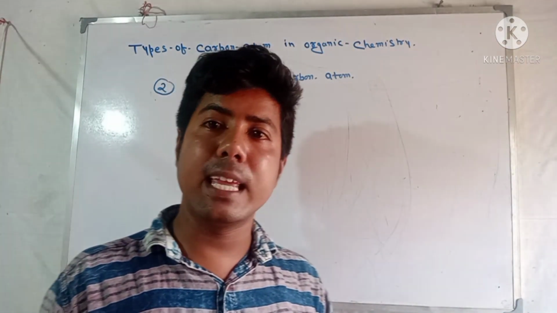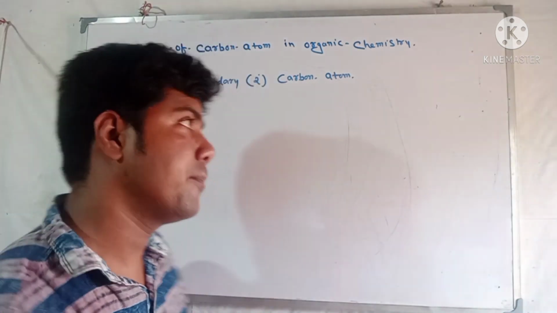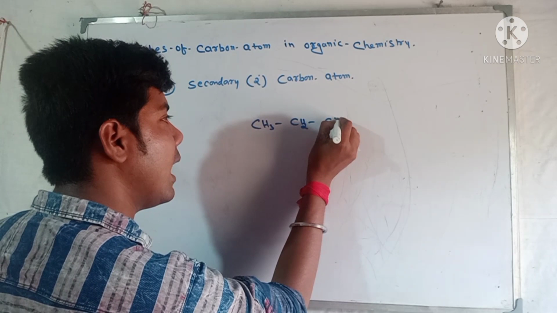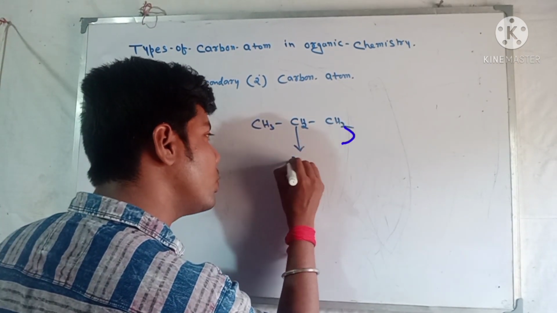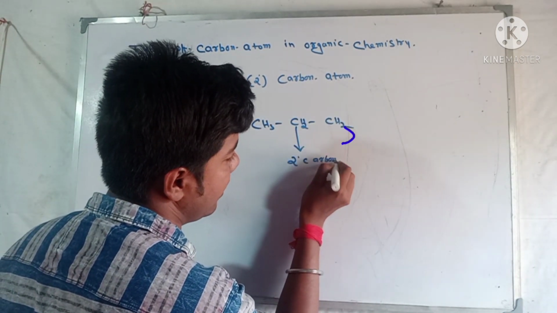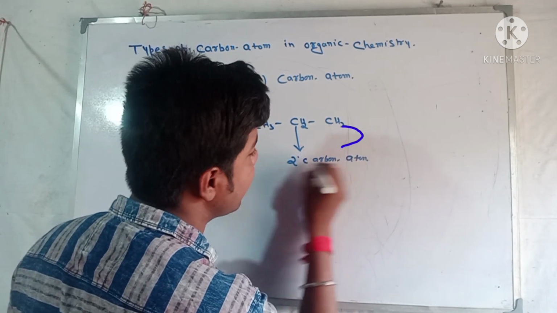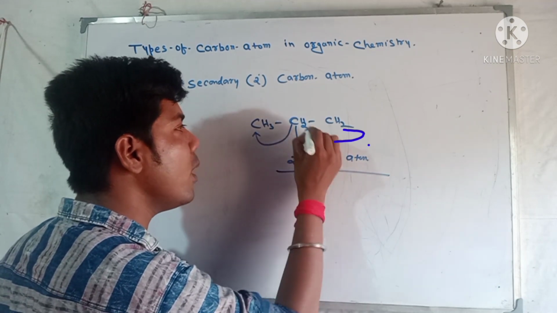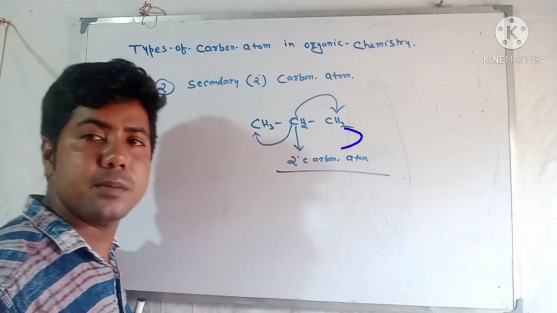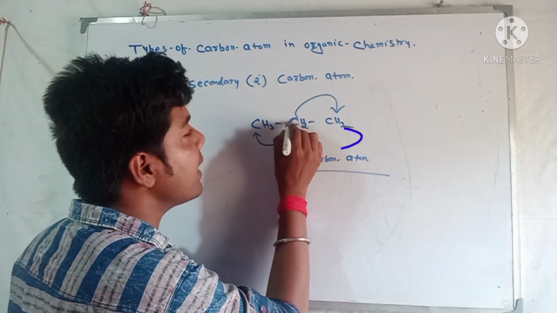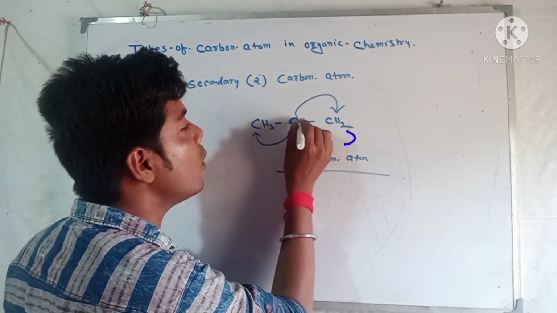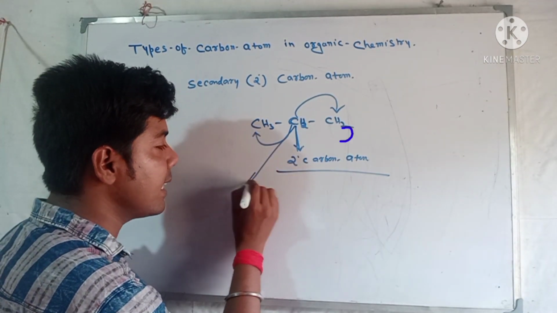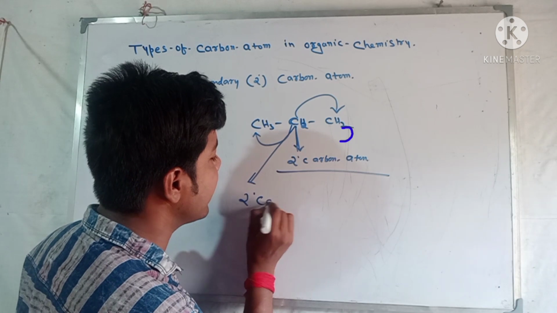Again I will give the same example, propane. This is a 2 degree carbon atom. Why? Because this carbon is attached with one carbon on one side and one carbon on the other, and it completes its 2 valencies with 2 hydrogen atoms. So under this condition, this is a 2 degree carbon.